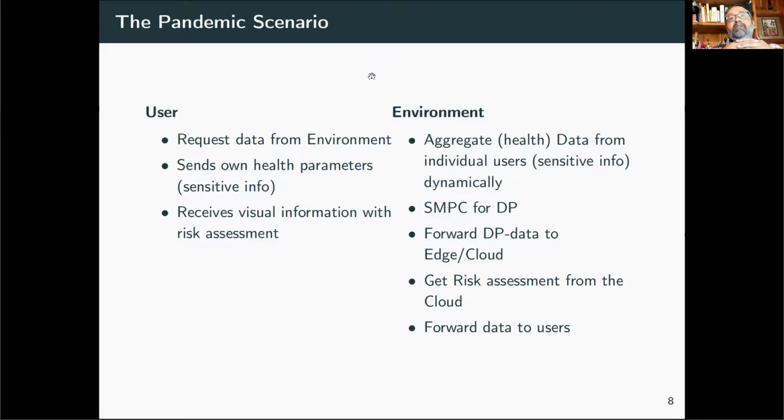What does the environment do? The environment captures the sensitive data of the individual users and groups so that no individual user can be recognized alone by the data that has been transmitted. For this, we need secure multi-party computation for differential privacy. And then once this has been done, it can be forwarded to the edge and cloud. And then once it is in the cloud with enough computing power, the risk assessment can be obtained. And then the environment gets this assessment and transmits the data to all the users in a secure manner.